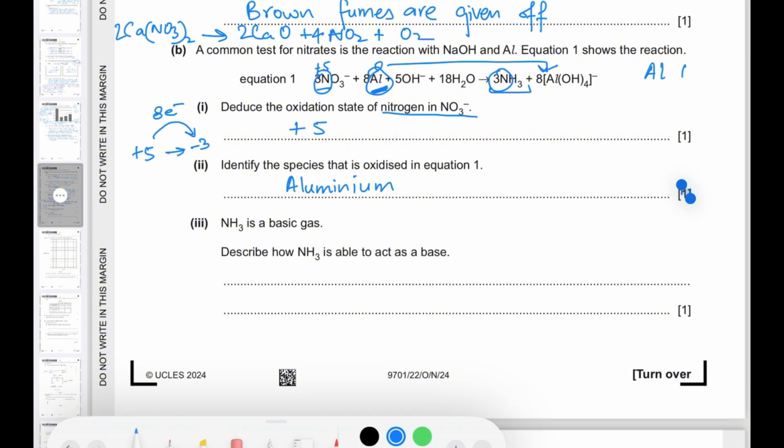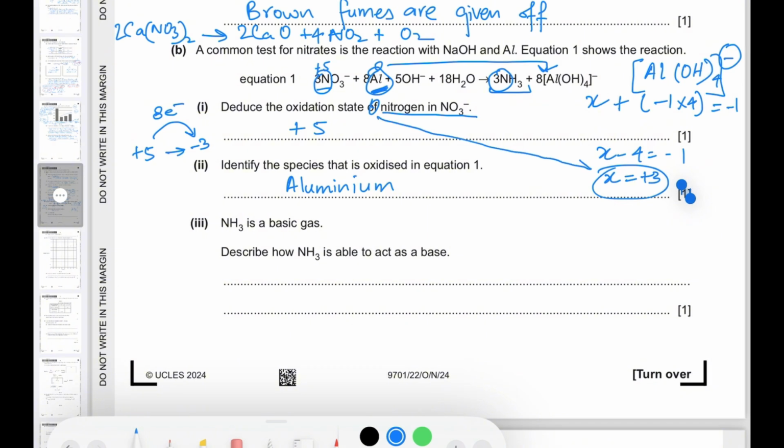We've got an aluminium ion with 4 hydroxyl ions, and this sums up to a charge of -1. The unknown ion of aluminium denoted by X, to that you will add the charge of 4 hydroxyl ions. Each hydroxyl ion has a charge of -1. You have 4 of them, and their sum should be equal to this charge over here, which is -1. So X minus 4 is -1. That leaves you with +3. As you can see, this is an increase from the oxidation state of 0, right? So this is clearly oxidation.